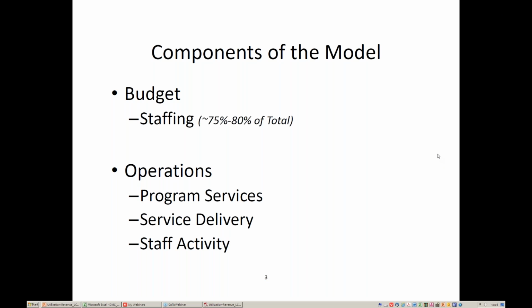The other part of this is operations. We start out with the foundation of the funding to support the services, and then, what are the program services? What are you doing for clients? What does service delivery look like overall? And then how is staff time allocated to cover the activities that you'll be doing?